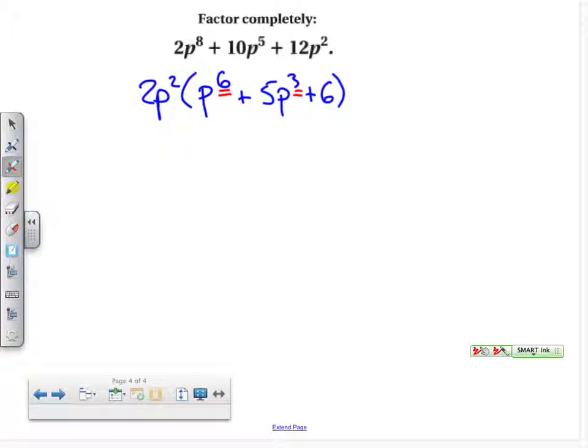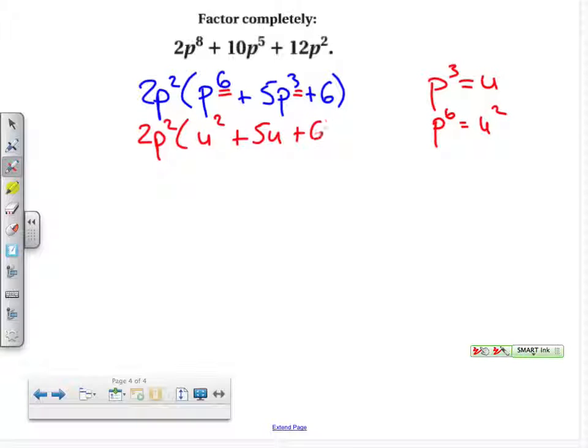But we want to get rid of the 3rd power and the 6th power. So let's let p to the 3rd equal u and substitute it out. That means p to the 6th will equal u squared. So if I rewrite this in terms of u, we got u squared plus 5u plus 6. I didn't substitute here because that part's already factored, so I'm going to just leave it alone.